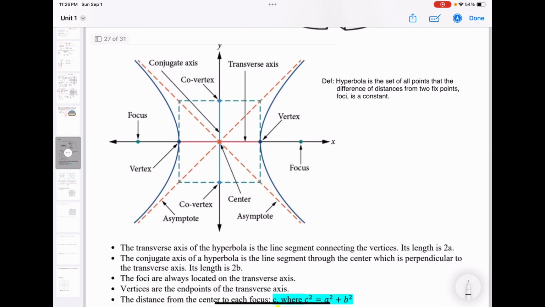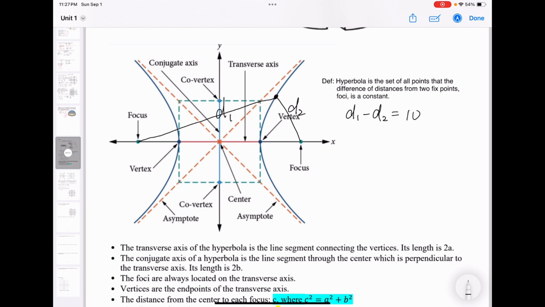The definition: a hyperbola is the set of all points for which the difference of the distances from two fixed points, the foci, is constant. That means for every point on our hyperbola, we connect the point with the first focus and the other focus. The difference, for example d sub 1 minus d sub 2, is a constant.